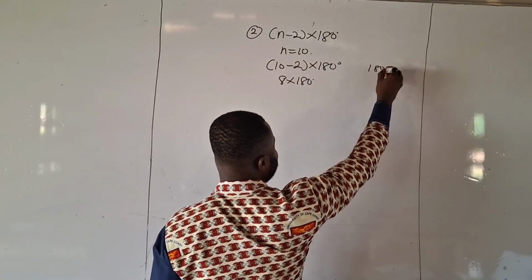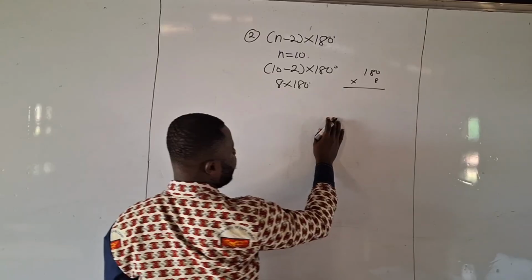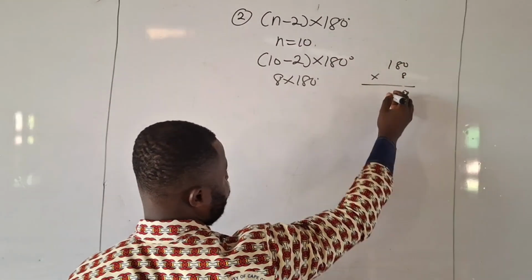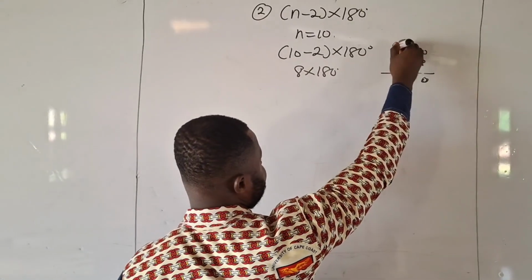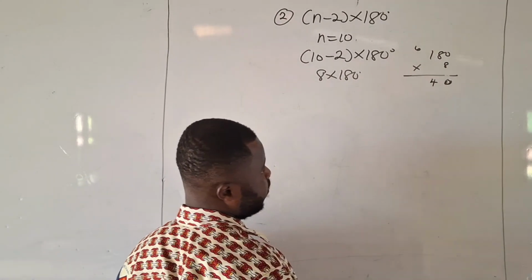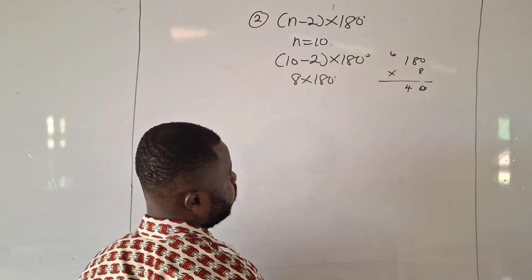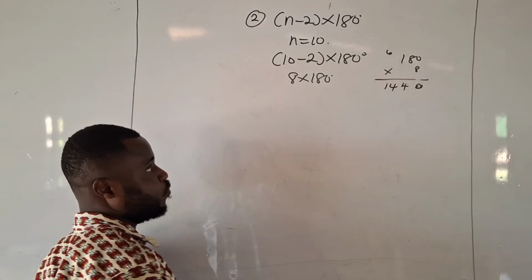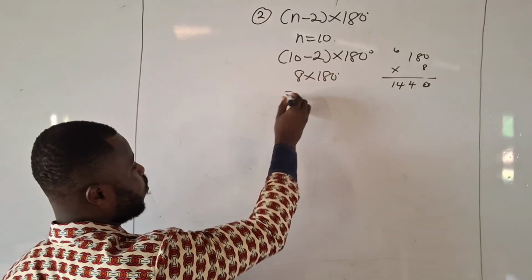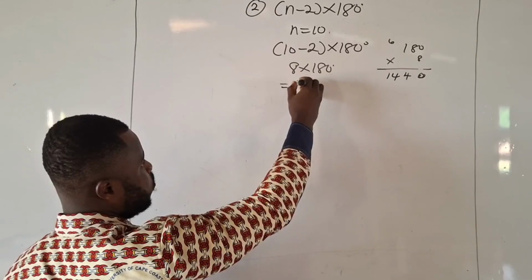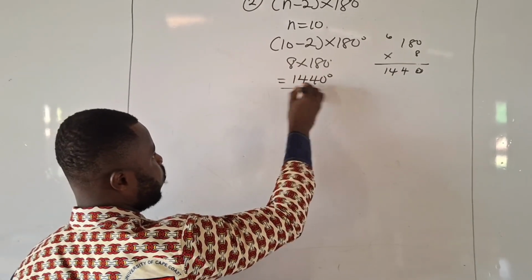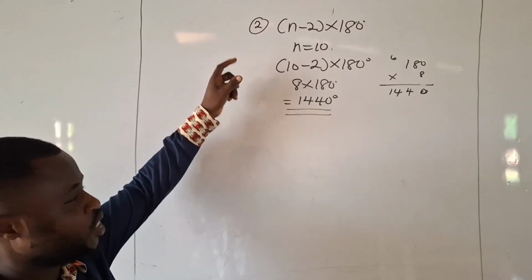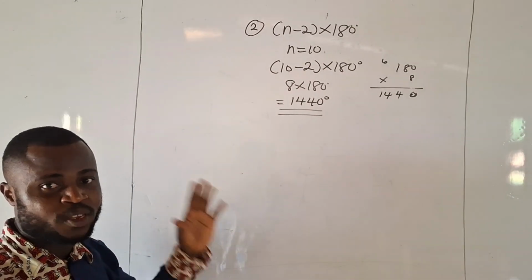So we multiply 8 by 180. 8 times 0 is 0. 8 times 8 is 64, so 4 remainder 6. 8 times 1 is 8, plus 6 is going to give us 14. So the sum of the interior angles of this polygon will give us 1440 degrees. This will be the sum of interior angles of a regular polygon with 10 sides.